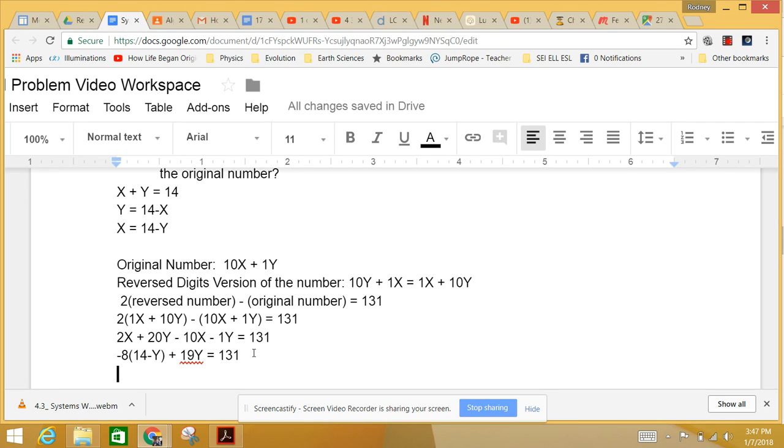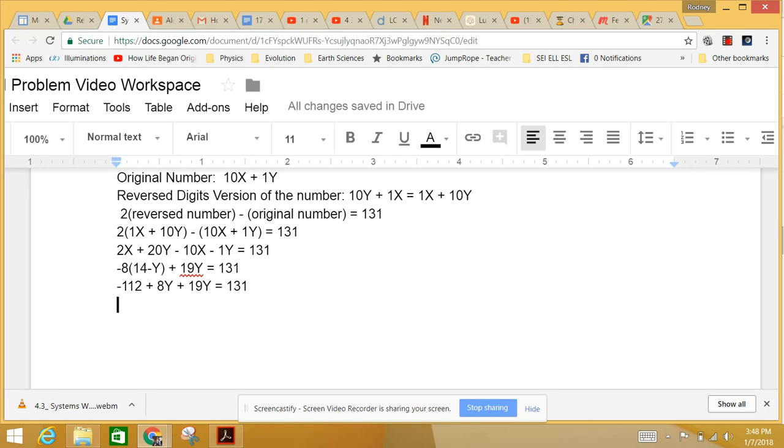So negative 8 times 14. Okay, well, let's work that out. We know it's going to be negative. So 8 times 4 is 32. And 8 times 10 is going to be 80. So 80 plus 32 is going to be 112. It's negative, so we leave the negative there. Now, negative 8 times negative y is actually going to be positive 8y, and that's all plus 19y, and that equals 131.